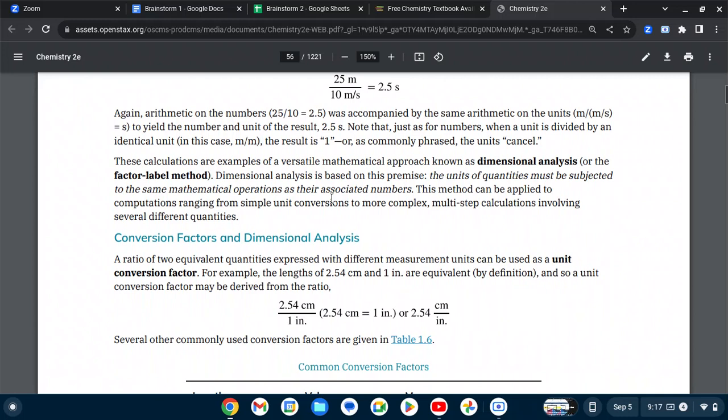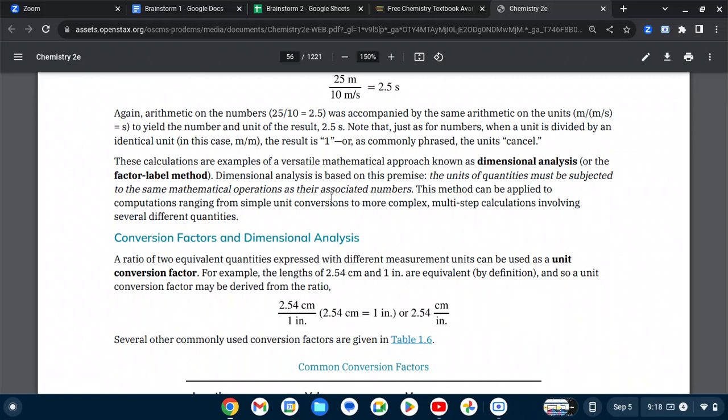Again, arithmetic on the numbers was accompanied by the same arithmetic on the units to yield the number and unit of the result, 2.5 seconds. Note that, just as for numbers, when a unit is divided by an identical unit, the result is 1, or as commonly phrased, the units cancel. These calculations are examples of a versatile mathematical approach known as dimensional analysis.